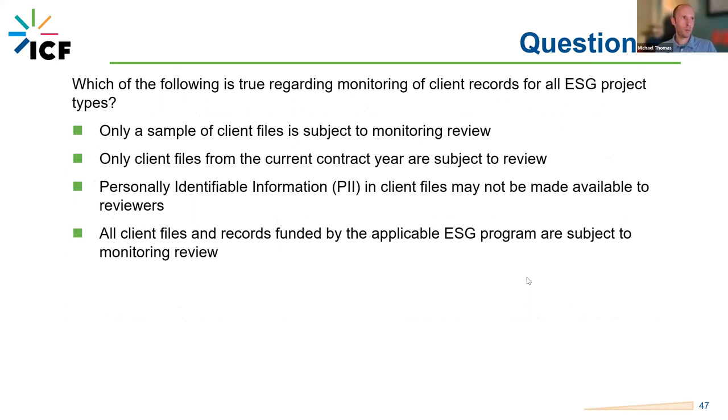All right. So question number 5. Which of the following is true regarding monitoring of client records for all ESG project types? So when you think about, there's the 4 types, you've got your emergency shelter, street outreach, rapid rehousing and prevention. Which of these is true for monitoring client records for all of them? Only a sample of client files is subject to review. Only client files from the current contract year are subject to review. Personally identifiable information in client files may not be made available to reviewers, or all client files and records funded by the applicable ESG program are subject to monitoring review. Which of those do you think is true?